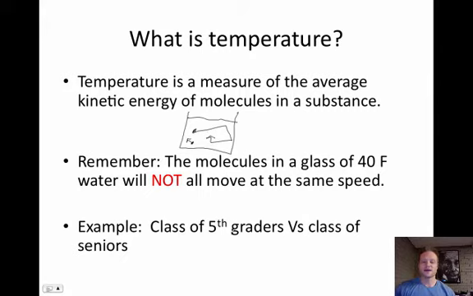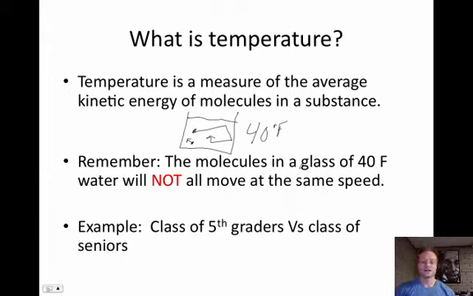Keep in mind that in any substance, the molecules will not all be moving at the same speed. So just because we say, let's pretend this glass of water is 40 degrees Fahrenheit, it does not mean that all the molecules in that glass of water are moving at the same speed. Instead, some are moving really fast, some are moving really slow.